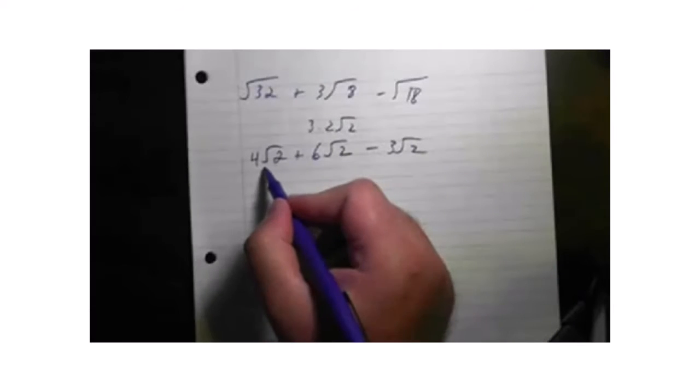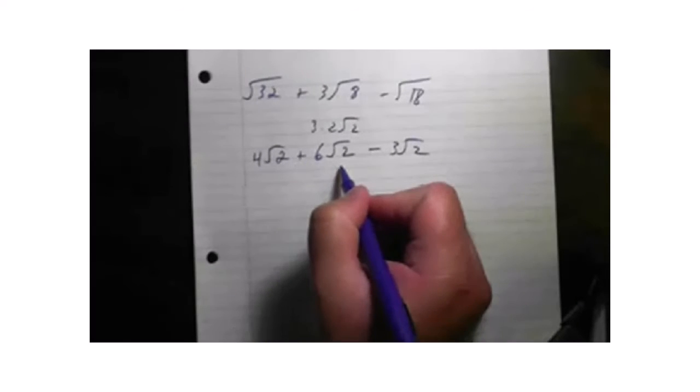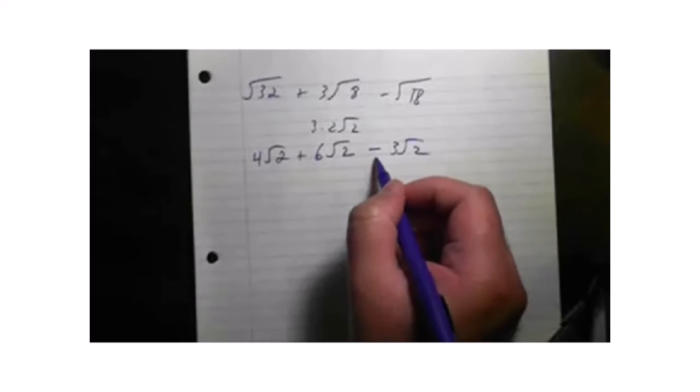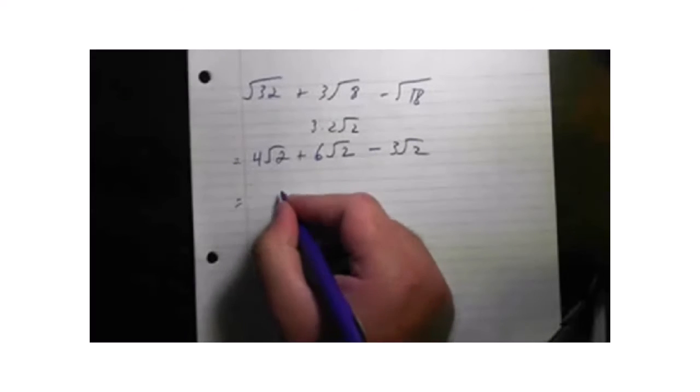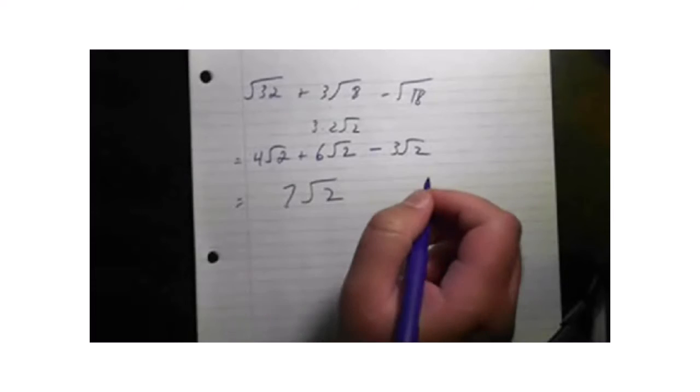So then I've got 4 root 2's plus 6 root 2's gives me 10 root 2's. Subtract 3 root 2's gives me 7 root 2's. And that's my final answer. So that's how you add and subtract radicals.